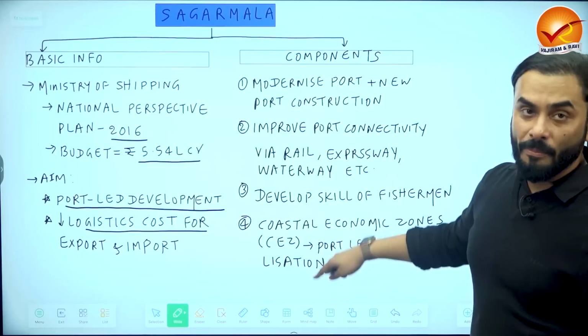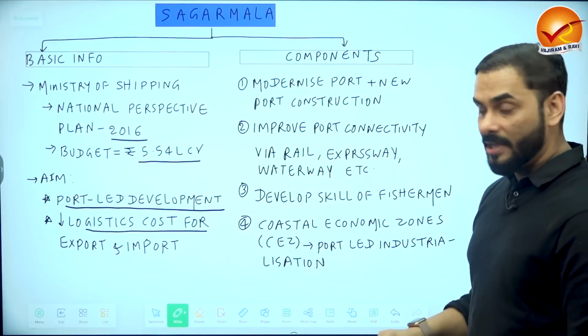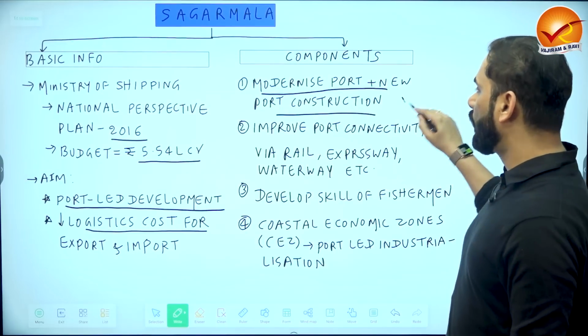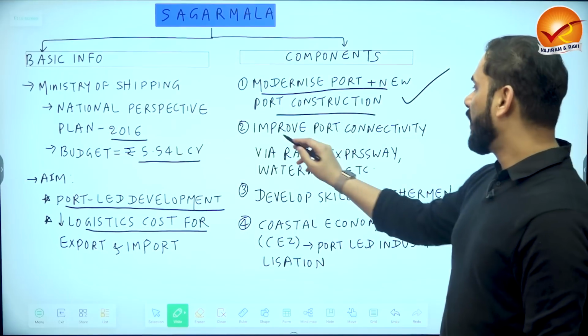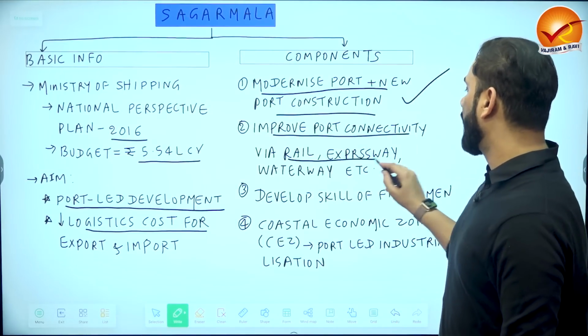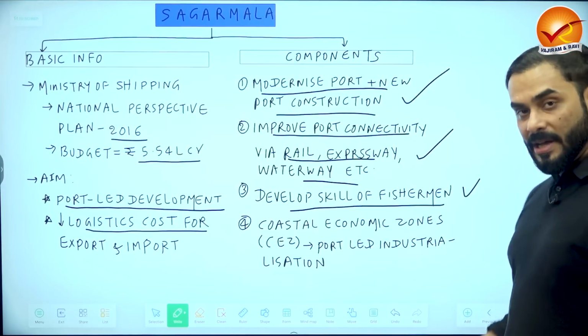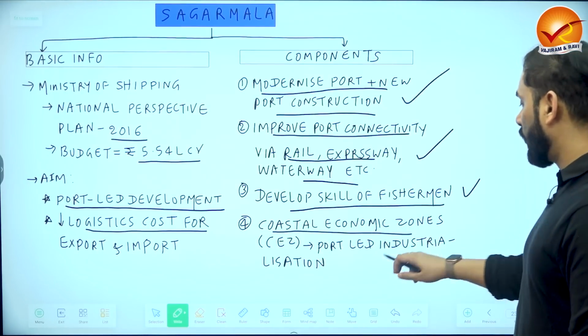What are the four components of Sagarmala? See guys, so first is modernize the existing port and create new port. I already told you this. Now improve port connectivity via rail, expressway, waterway, etc. and develop the skill of fishermen and create industries along the coastline.